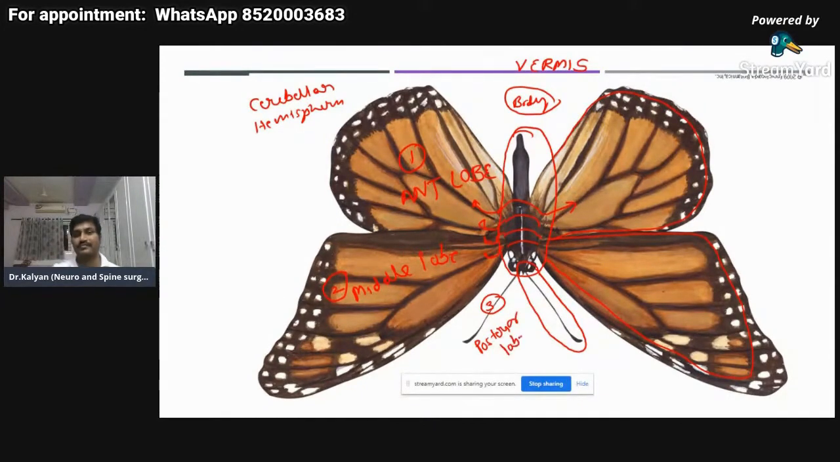And there are fissures. One fissure separates the anterior lobe from the middle lobe. This fissure is known as the primary fissure. And there is a fissure separating the middle lobe from the posterior lobe. This one is known as the posterolateral fissure.